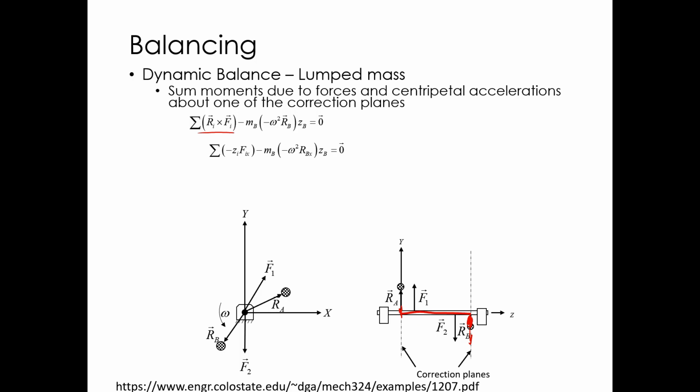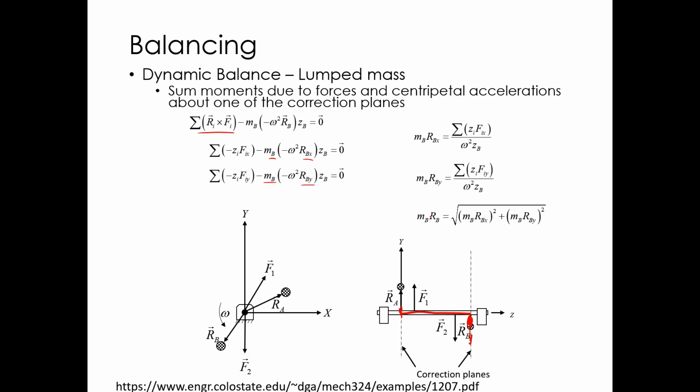We're going to split this into X and Y equations. We're going to solve for MB/RBX and MB/RBY on these. And I get MB/RBX is the sum of the Z coordinate for each of the forces times the X component, divided by omega squared times the Z location of the balancing weight. We're going to get the same thing for the Y direction.